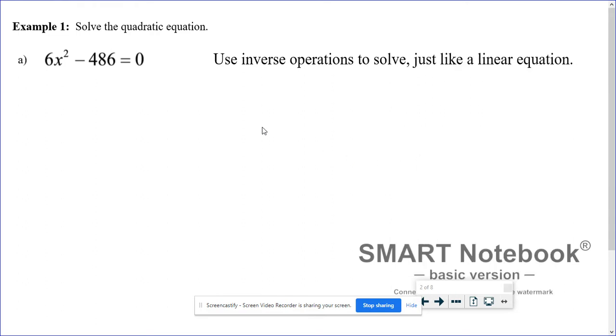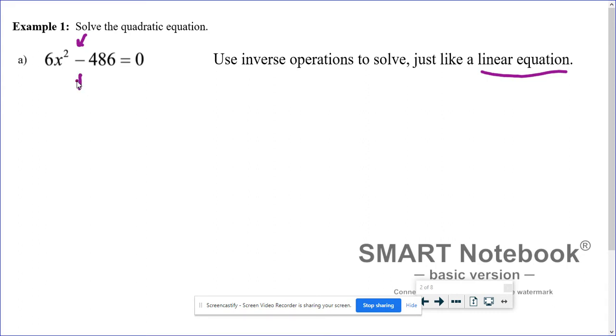Notice how there is no linear term. It's just a quadratic term, so there's no linear term in between. When that's the case, you can solve by taking square roots. You're going to solve it just like you would a linear equation, meaning you're just trying to isolate the x. So we're going to do inverse operations to get rid of everything else except the x.